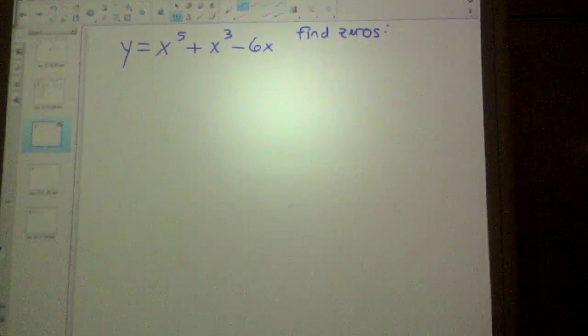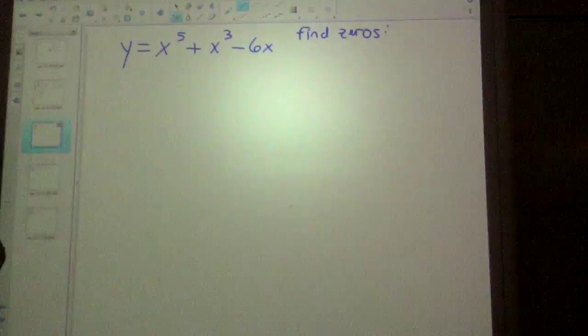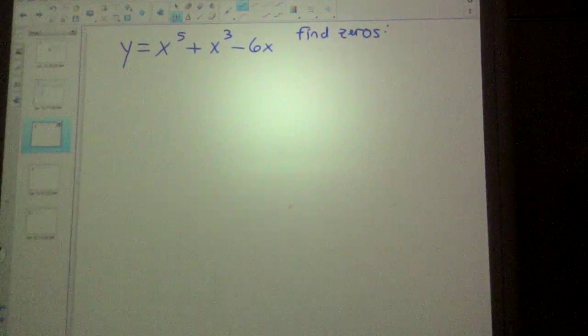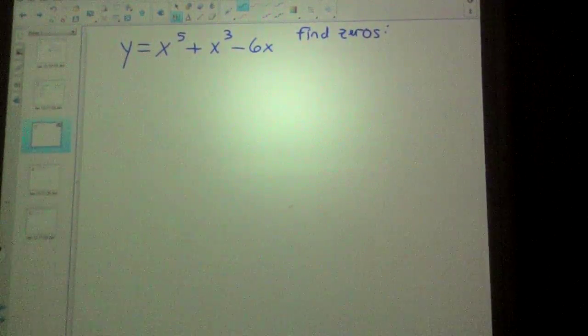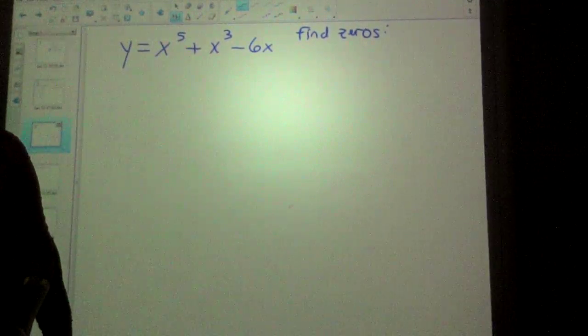On this one, again, the instructions are find the zeros. This is what I was talking about a minute ago. This is not a quadratic in disguise because you have another x in there. Make sense? All right. So we need to employ some other techniques here. Let's think about this.